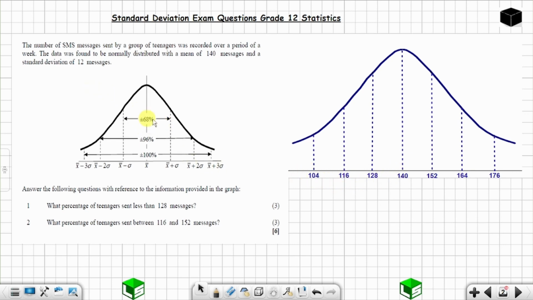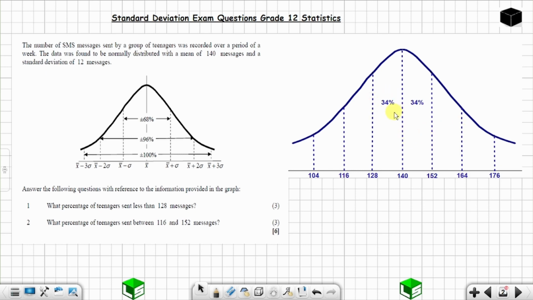Now let's break up the percentage. 68 divided by 2 is equal to 34. So you are going to have 34% on the left and 34% on the right. We do the same with 96. 96 divided by 2, you are going to have 48% on the left and 48% on the right.